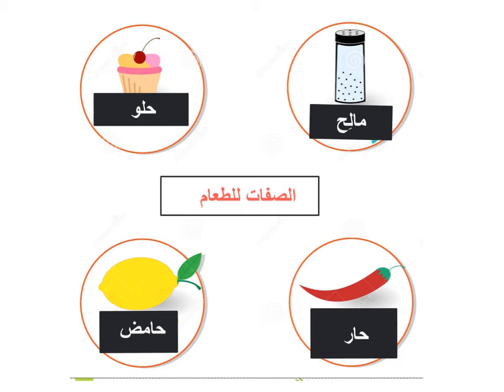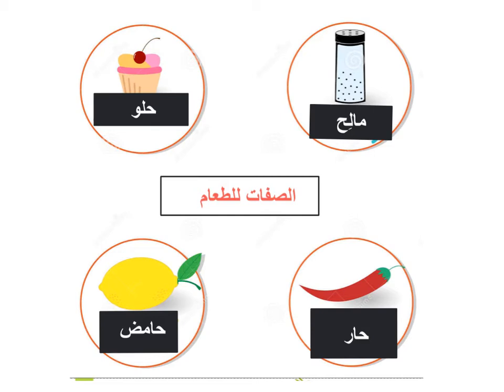We have other adjectives also we can use to describe food. صفات للطعام مثل مالح, which means salty. حلو, which means sweet. Spicy, which means حار. And حامض, which means sour. Can you use any of these adjectives in sentences to describe food?